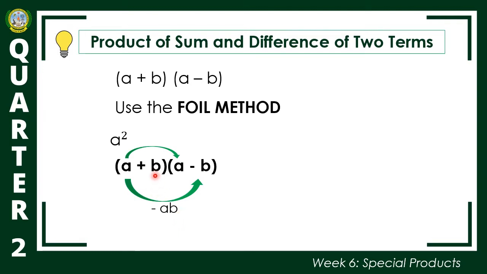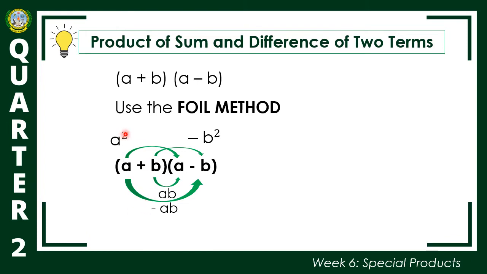And then positive B times positive A, parehas positive, the answer must be positive then. Okay? So, positive AB is the product. And then, last terms, positive B times negative B, again, opposite sign, the answer must be negative. Okay? So, ang sagot po dito ay negative B squared. Okay? Then, after that, i-add na po natin yung mga terms na nakuha natin.